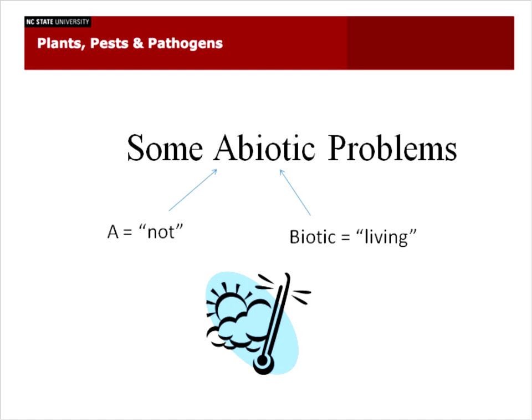I'd like to take a few minutes to talk about what we call abiotic problems, which comes from the prefix a, not, being attached to the word biotic or living. So these are things that are causing problems on our plants, but are not infectious diseases.